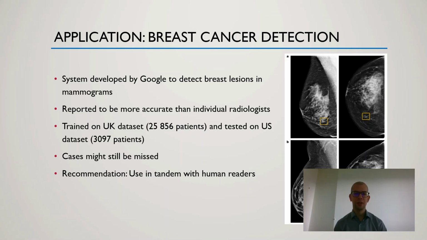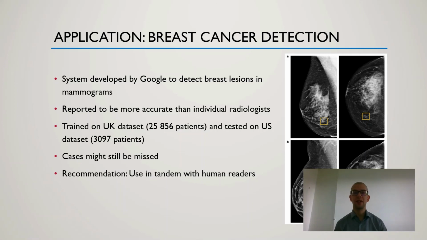One was from the UK, 25,856 patients, and it was tested on a US data set, 3,097 patients, basically to assess the bias, if there is any bias on the UK data set, which would not translate to the US data set. And this whole study was claimed to be a huge success because the whole system was reported to be more accurate than individual radiologists.